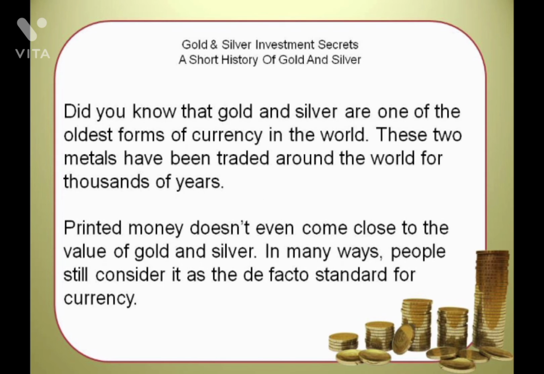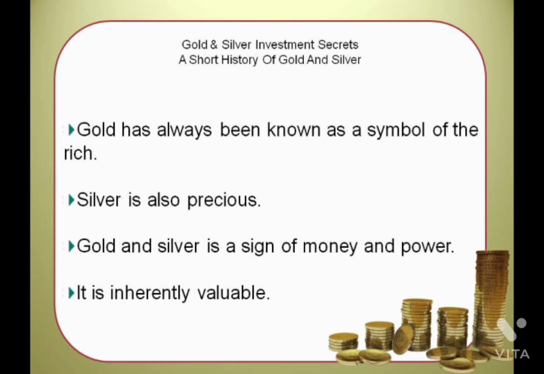Did you know that gold and silver are one of the oldest forms of currency in the world? These two metals have been traded around the world for thousands of years. Printed money doesn't even come close to the value of gold and silver. In many ways, people still consider it as the de facto standard for currency. In the past, gold has always been known as a symbol of the rich and the elite.